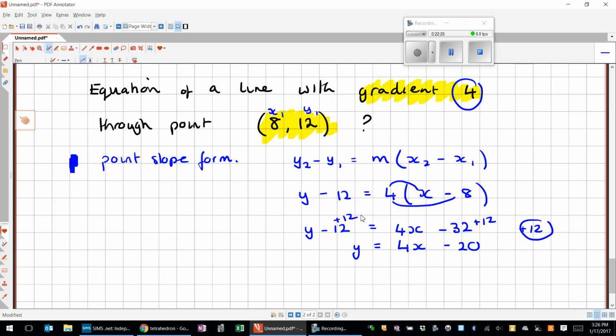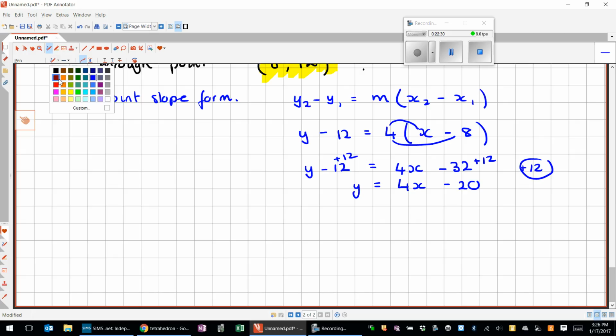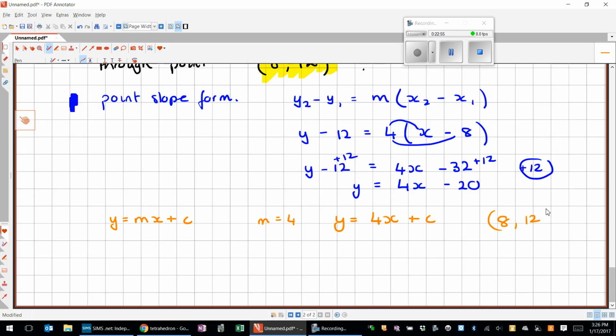Now, to do it in the other methods, just so that you know, if I were to say it's y equals mx plus c, so gradient intercept form, we start with the fact that gradient is 4, so m is 4, we're given. So we have y equals 4x plus c. We then know that we've got 8 and 12, the 8 is the x, 12 is the y. It's not the y-intercept because it's not when x is 0.